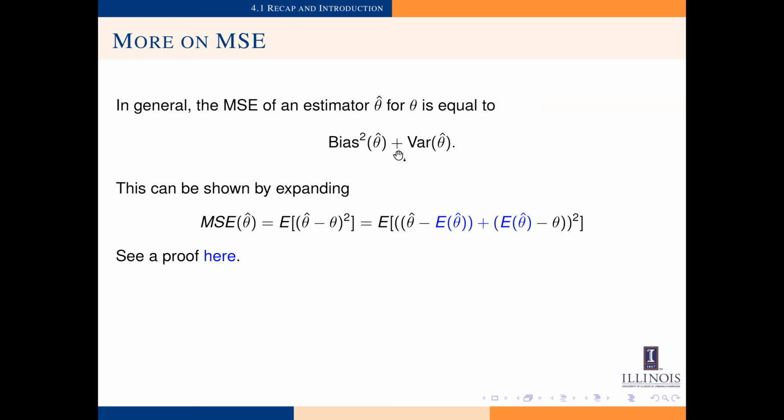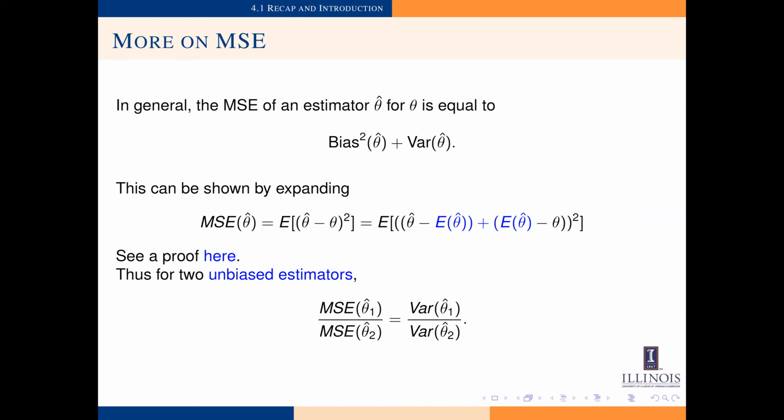This is really not hard to show. You can show this by expanding the MSE of theta hat, which is equal to the expectation of theta hat minus theta squared, and by adding and subtracting an expectation of theta hat here and expanding this, you'll be able to show that the MSE of theta hat is exactly equal to bias squared plus the variance of theta hat. I have included a link for the proof over here. If you're interested, feel free to click on the handout, and that will lead you to a proof for why the MSE is equal to the sum of these two things.